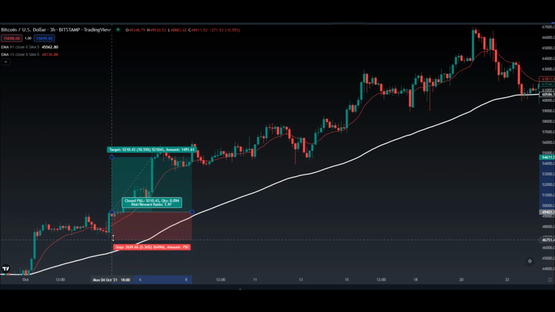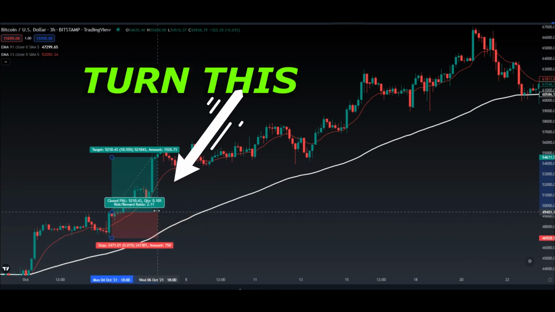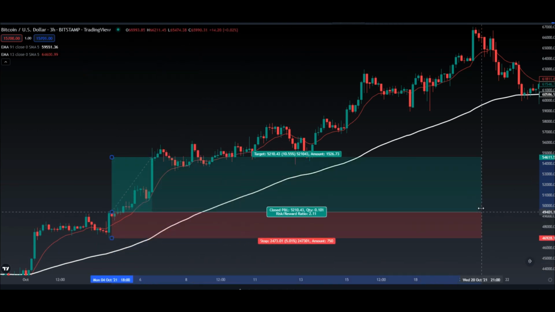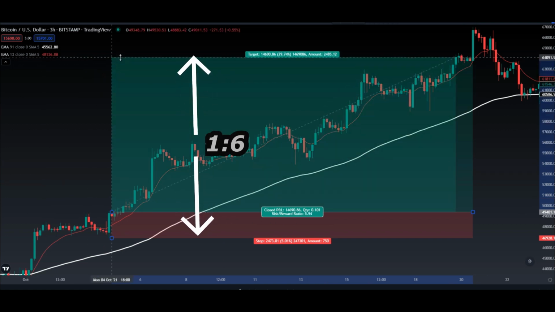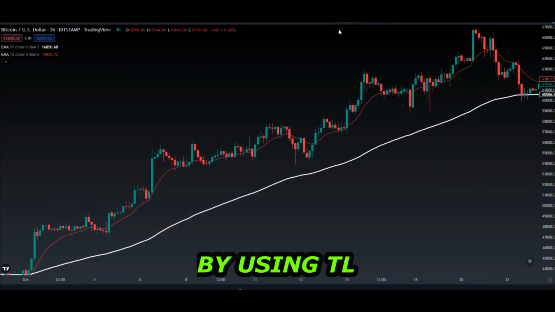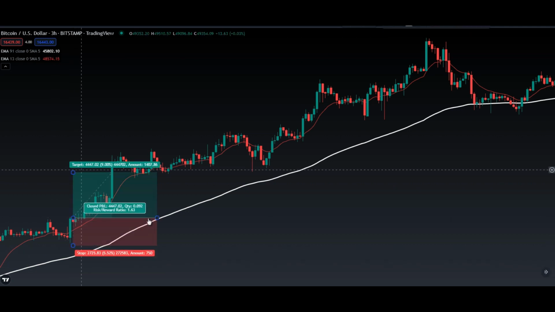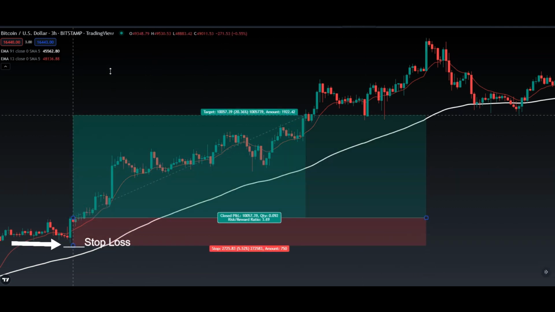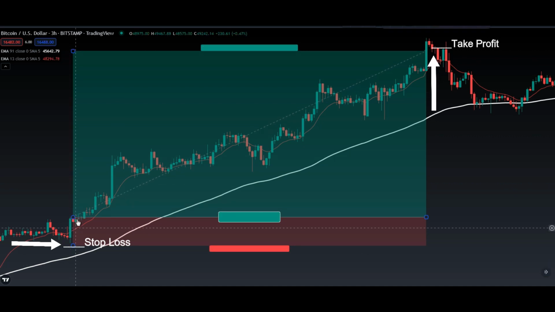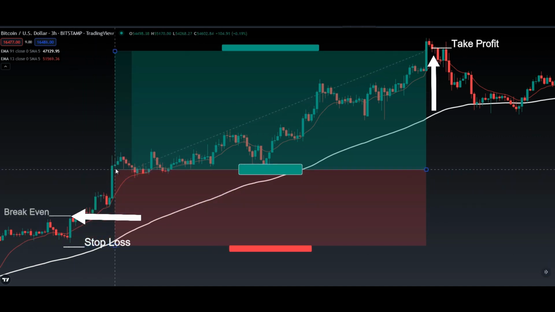As per the strategy, you are going to enter long here with 1 to 2 ratio, but you could possibly turn this trade into 1 to 6 ratio by using the trailing stop loss. Here is how you are going to do it. For a trailing stop loss, you are going to enter a trade with a stop loss as usual, but you will put your take profit 4, 5 or 6 times.